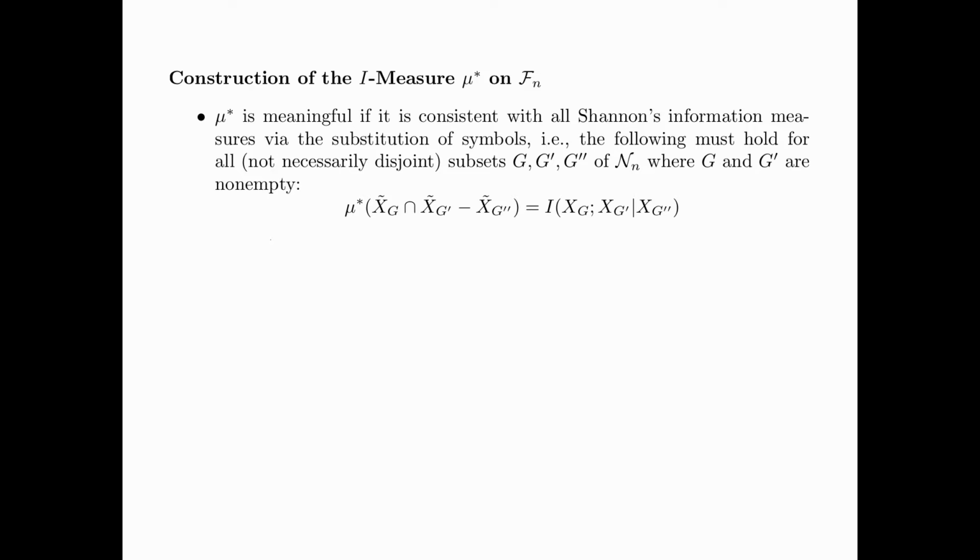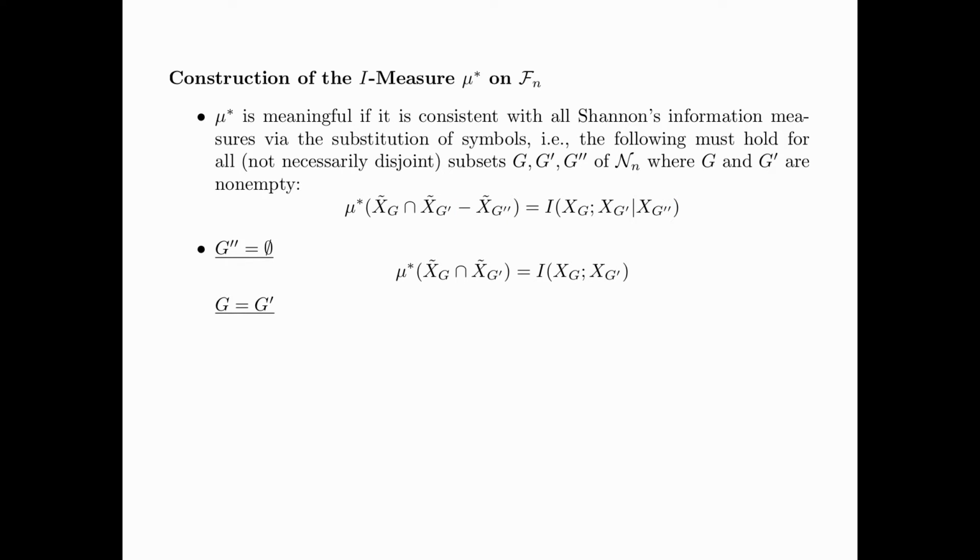This condition says that μ*(X̃_G ∩ X̃_G' − X̃_G'') is equal to I(X_G; X_G' | X_G''). That is, μ* is consistent for conditional mutual information. When G'' is equal to the empty set, we have μ*(X̃_G ∩ X̃_G') is equal to I(X_G; X_G'). That is, μ* is consistent for mutual information.